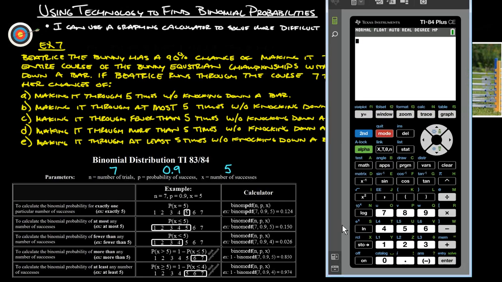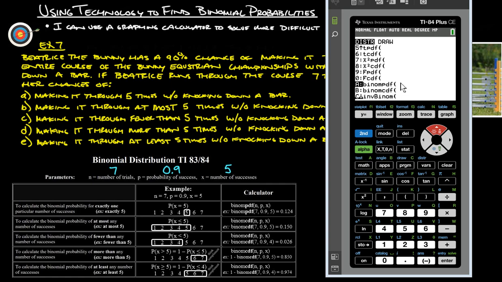To find the binomial PDF on our TI-84, we're going to press 2nd, variables, because if you look above that, that's distribution, and this is the binomial distribution. We just have to arrow down, and here are the 2 that we're going to use throughout: binomial PDF and binomial CDF. Just so you know the difference between the 2, binomial PDF stands for binomial probability distribution function.